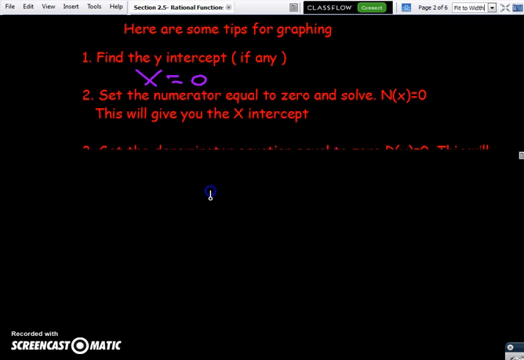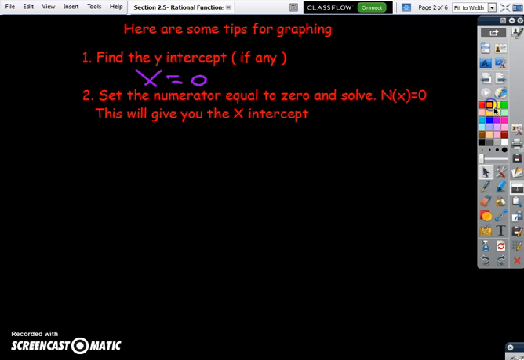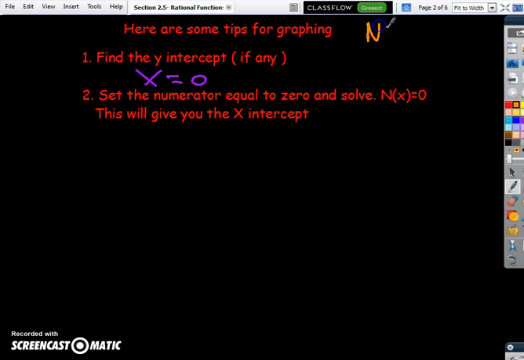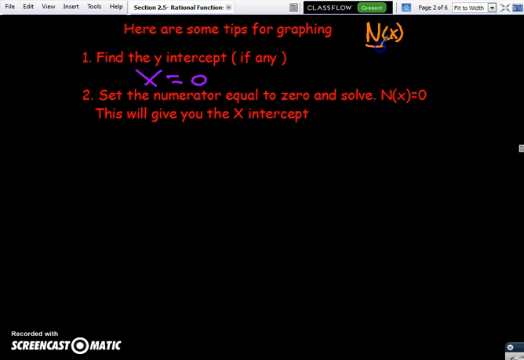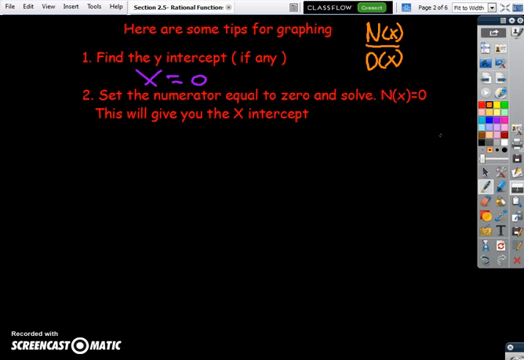Then, set the numerator equal to 0 and solve. Again, this is in the form, in case you were curious, of some numerator polynomial over denominator polynomial. So you set the numerator equal to 0. That will give you the x-intercept. Remember, because you set y equal to 0, which would cross out that bottom polynomial.